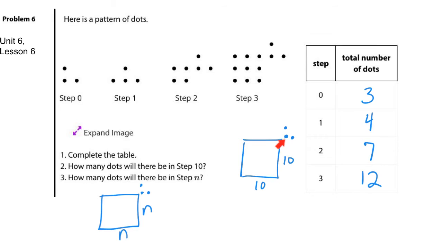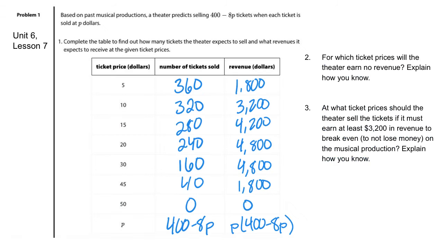And then always there's 3 dots up here. And so in step 10, there's going to be 103 dots, 100 of them right here, and then plus 3 right there. How many dots will there be in step n? So here's my picture. Again, side length of n would be my square of dots, and then 3 more up there. And so in the square, there's going to be n squared dots, and then I'm going to add on those 3.